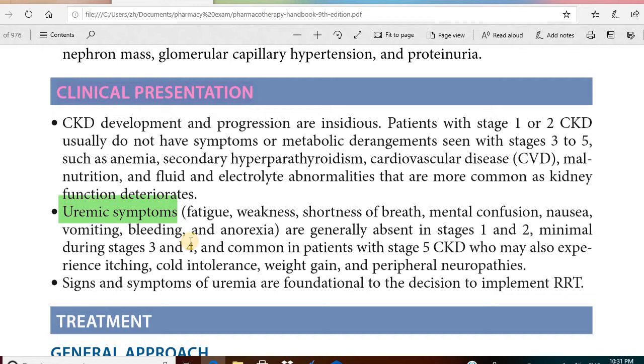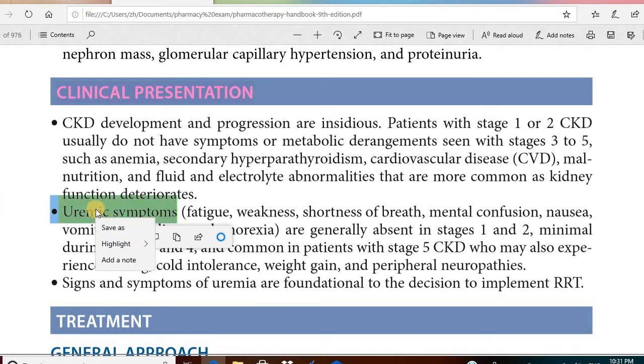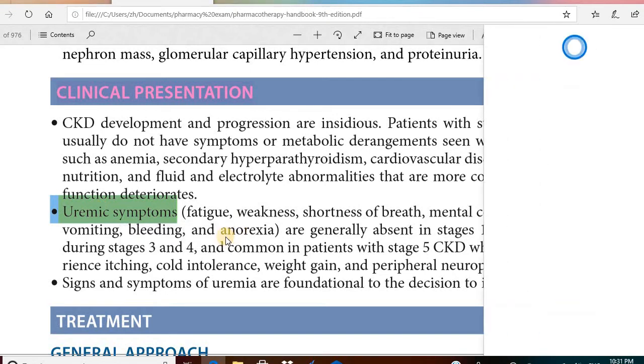By reaching stage 3 to 5, there may be anorexia, anemia, hypothyroidism, cardiovascular disease, and other uremic symptoms, which include fatigue, weakness, shortness of breath, vomiting, bleeding. These are all about the uremic symptoms.